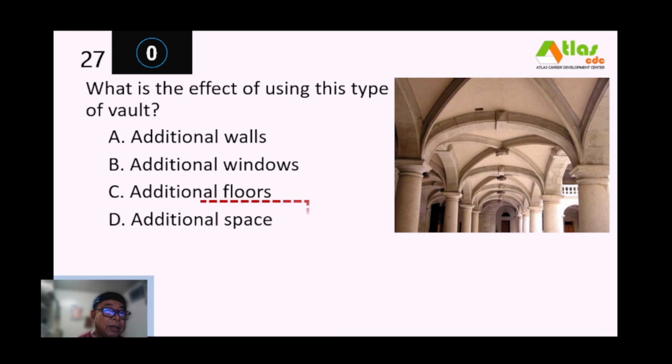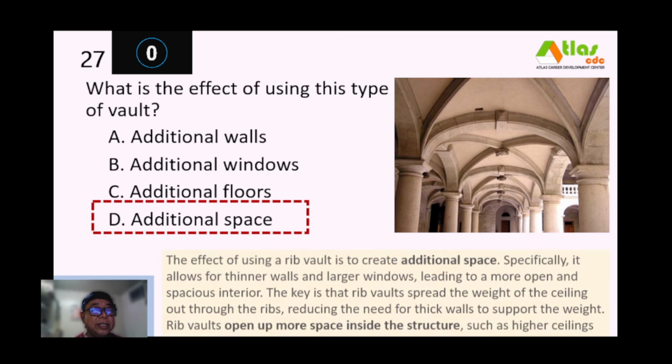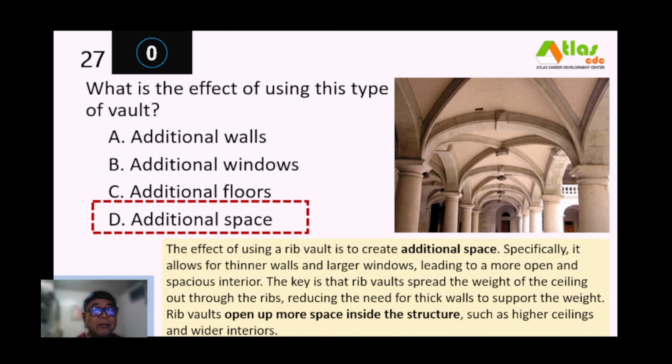And our correct answer is letter D, additional space. So the effect of using a rib vault is to create additional space. Specifically, it allows for thinner walls and larger windows, leading to a more open and spacious interior. The key is that rib vaults spread the weight of the ceiling out through the ribs, reducing the need for thick walls to support the weight. So rib vaults open up more space inside the structure, such as higher ceilings and wider interiors.